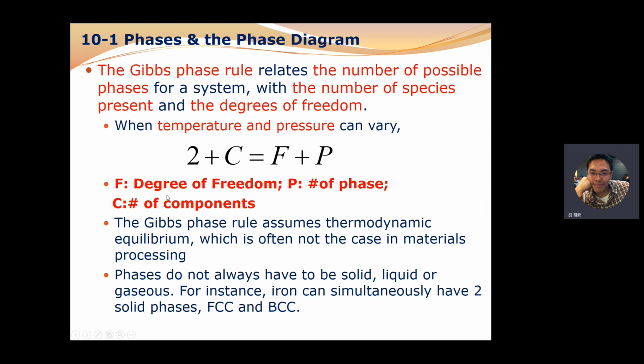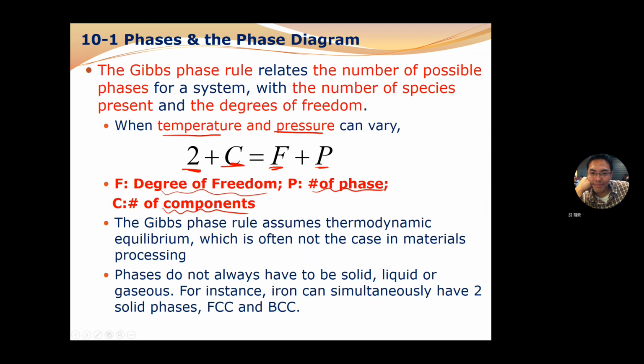So the scientist Gibbs defined the phase rule like 2 plus C equals F plus P. This 2 means 2 parameters, temperature and pressure. And C is the number of components, F is the degree of freedom, and P is the number of phases.